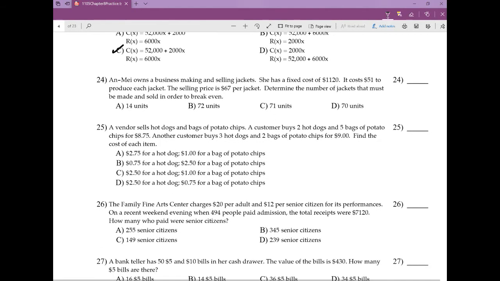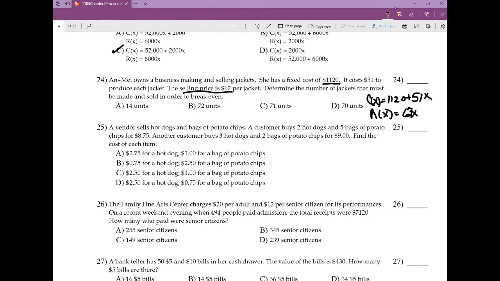For question 21, it says Ann May owns a business making and selling jackets. She has a fixed cost of $1,120. So we can begin our equation for cost, which is $1,120, plus, it costs her $51 per jacket. Her selling price is $67 per jacket. So R of X is going to be 67X. And then it says determine the number of jackets to be made and sold to break even.